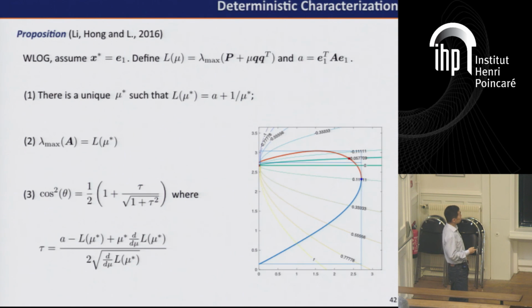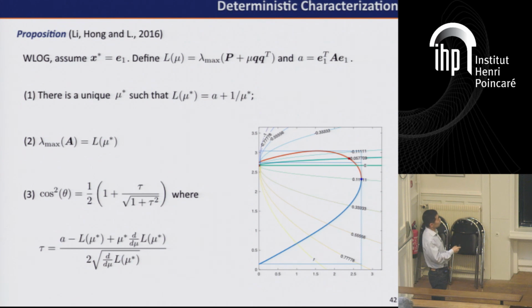This is a fairly recent result. I don't think I have time to go through the details. What we showed is that there is, first of all, a deterministic characterization in terms of the eigenvalue and also the inner product. It boils down to studying this function, L of mu, which is the largest eigenvalue of a linear combination of two matrices, P and Q. P is a part of A, and Q is another part of A. And then we show that if you can compute this function, which is not a given, then you can solve a fixed point equation.